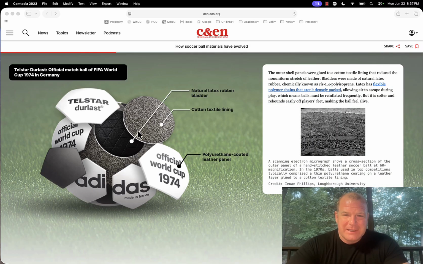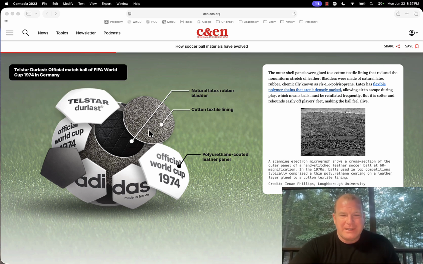So inside is a latex rubber bladder, and then there's cotton on the outside, and then polyurethane coated leather panels. Polyurethane is a polymer. So poly, many, mer, molecules, many molecules. And this image here is a scanning electron microscope, also SEM, just an electron microscope. This is 60 times magnification.